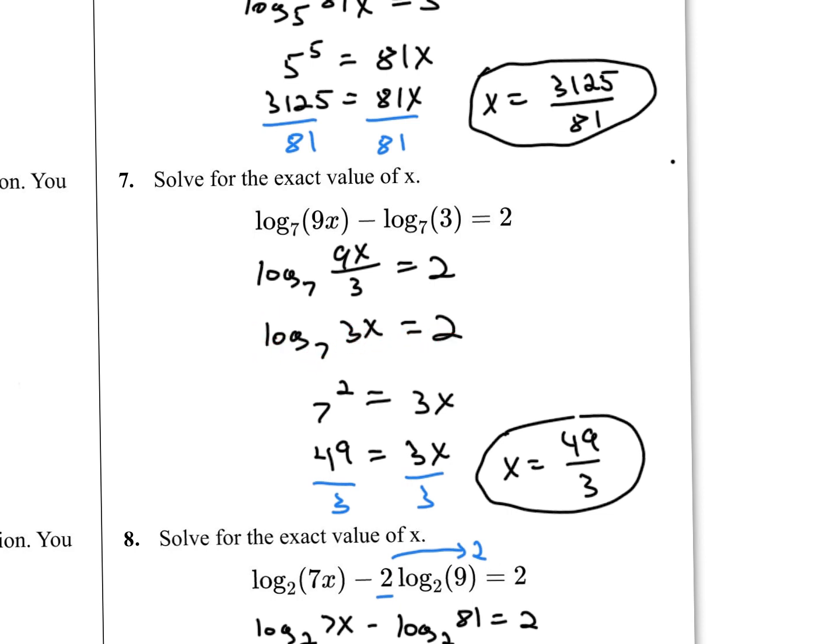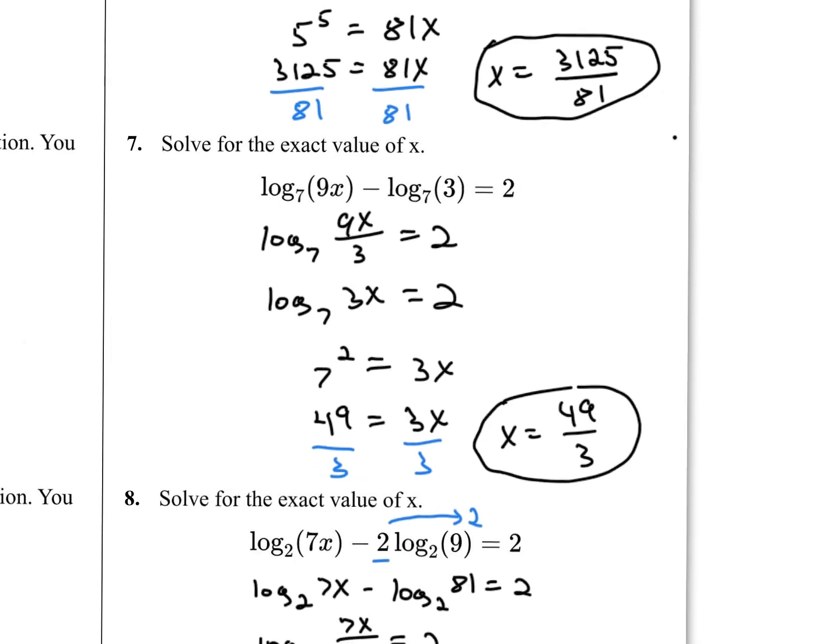Now I've condensed it and I have a log equation that I can solve, and I solve that by writing it as an exponential equation. 7 to the power of 2, or 7 squared, equals 3x. 7 squared is 49, and 49 equals 3x, so to solve for x, we divide by 3, and 49 over 3 is your answer.